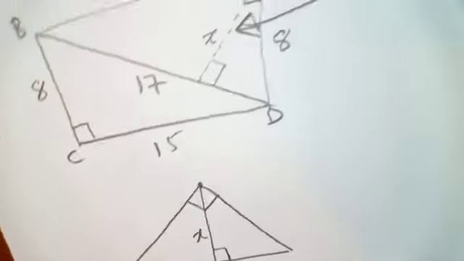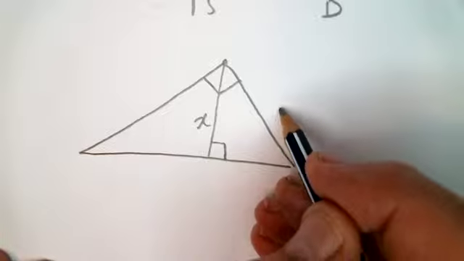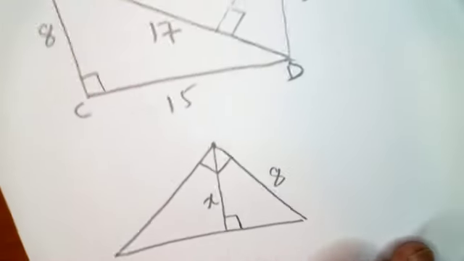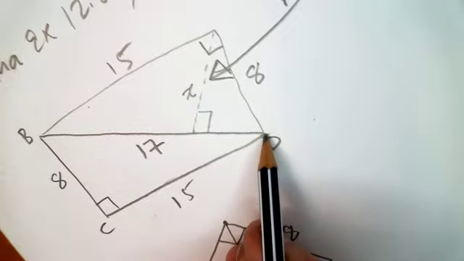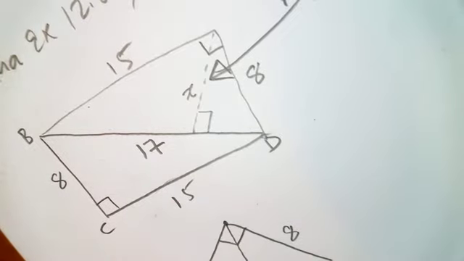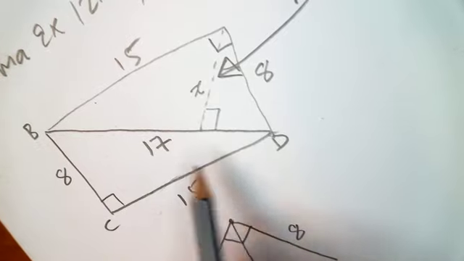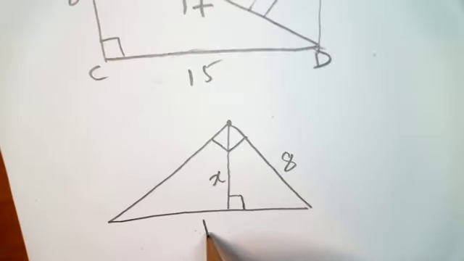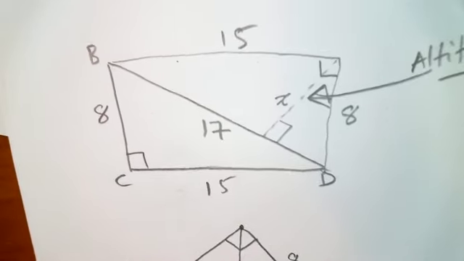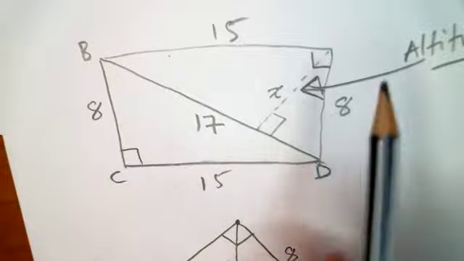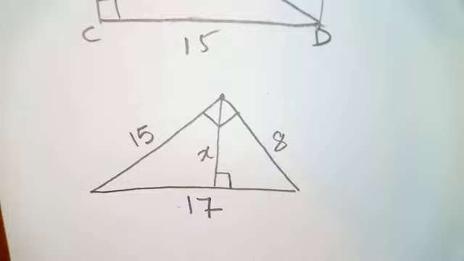Now let's just fill in some of the details here. The short side is 8. The hypotenuse of the bigger triangle, 17, of course, is going to be the base, or the hypotenuse, of this triangle here. So this is 17. And of course, 15 is the side along here. So there's 15.